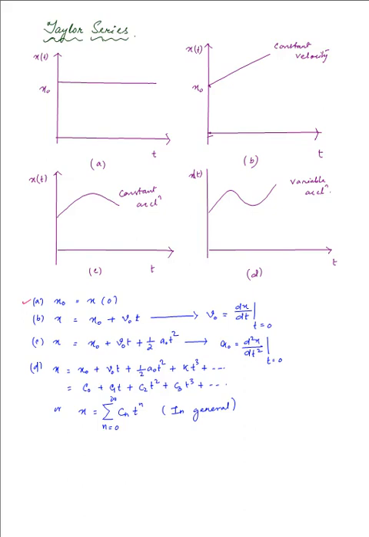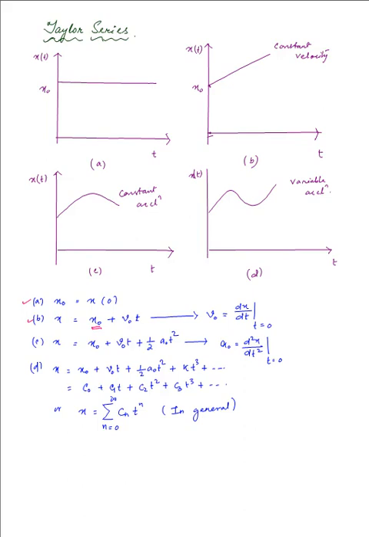So x naught was its initial position. From that initial position, it has now moved over to a new position, because the new position was reached with a constant velocity v naught. So we have v naught times t. We can assume the scalar case where we are considering v naught as the speed.